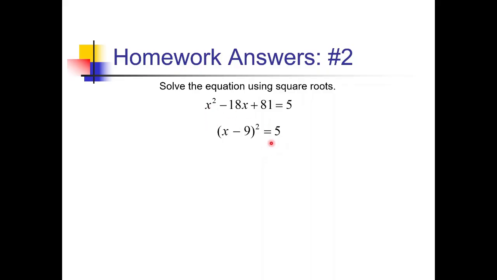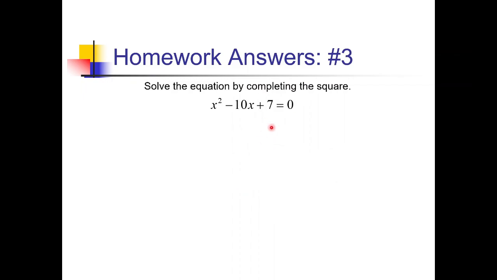And then if I square root both sides of the equation, we've got x minus 9 and plus or minus the square root of 5. And we'll just add 9 to the other side to get x by itself. So 9 plus or minus radical 5.